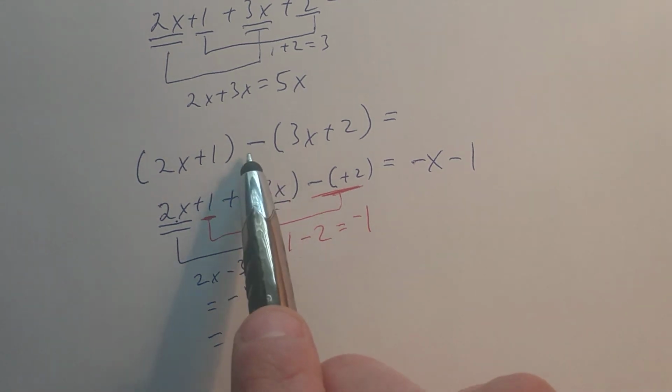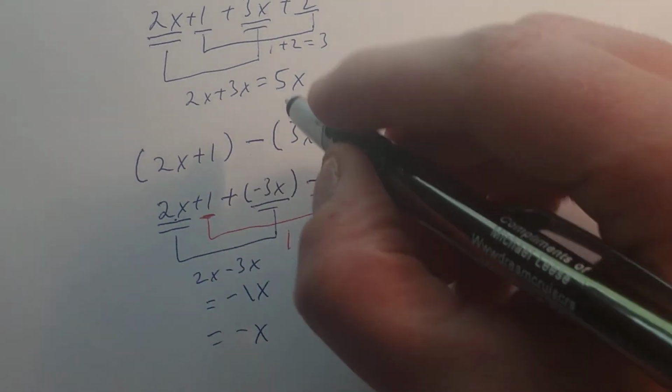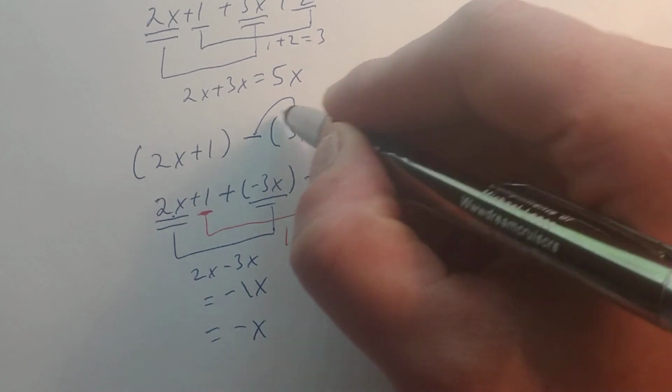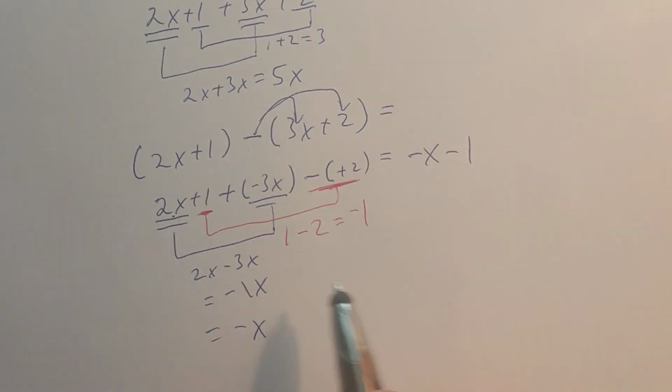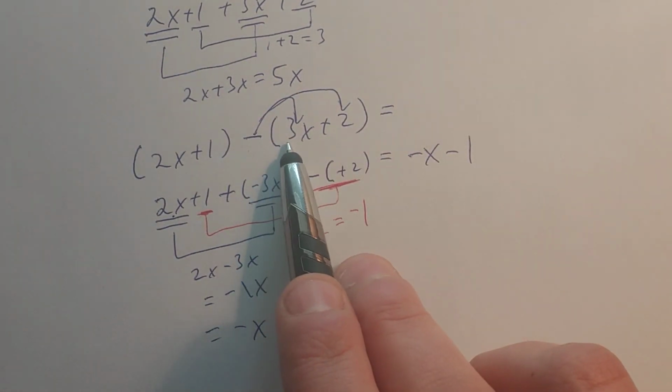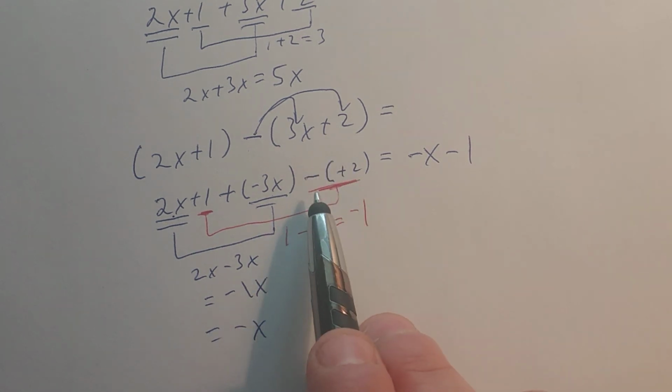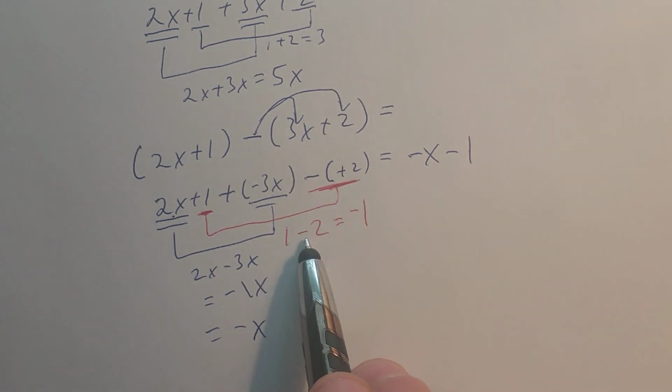So when you're subtracting, make sure to take that subtraction and you want to distribute it to both the numbers. That's why both of these, this was a positive 3x and this was plus 2. It became -2 and then a -3x. Okay?